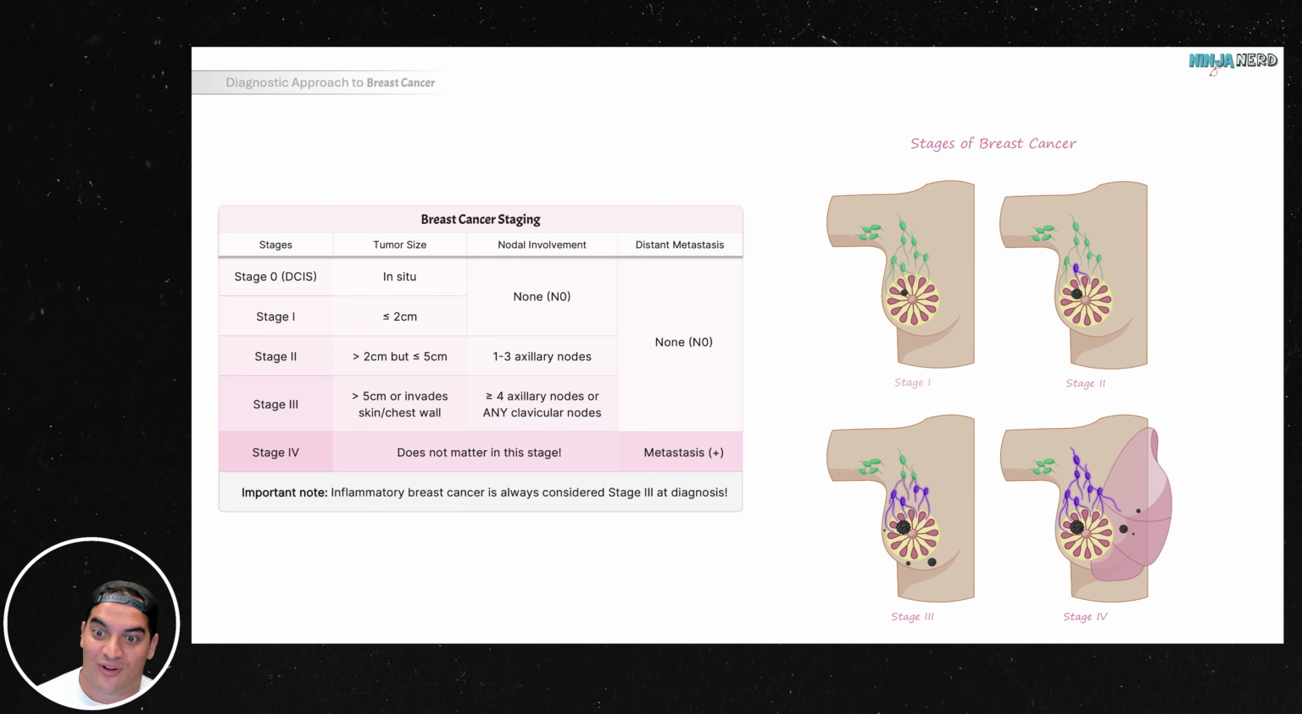It's widespread. It involves the skin, the dermal lymphatics, lots of different parts of the chest wall and the breast. So whenever a patient has inflammatory breast cancer on diagnosis, it's stage 3. Always make sure that you remember that. Inflammatory breast cancer is always stage 3 upon diagnosis.